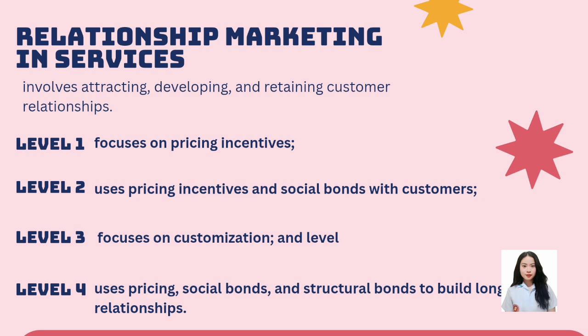Level 4: Pricing plus social bonds plus structural bonds. This is the most advanced and strongest level of relationship marketing. Structural bonds means creating systems, contracts, memberships, or technological ties that make the relationship long-term and harder to break. For example, a bank offering a bundled package of services like credit cards, loans, and savings that are all linked together. The main goal is to build such strong connections that it becomes inconvenient for the customer to leave.